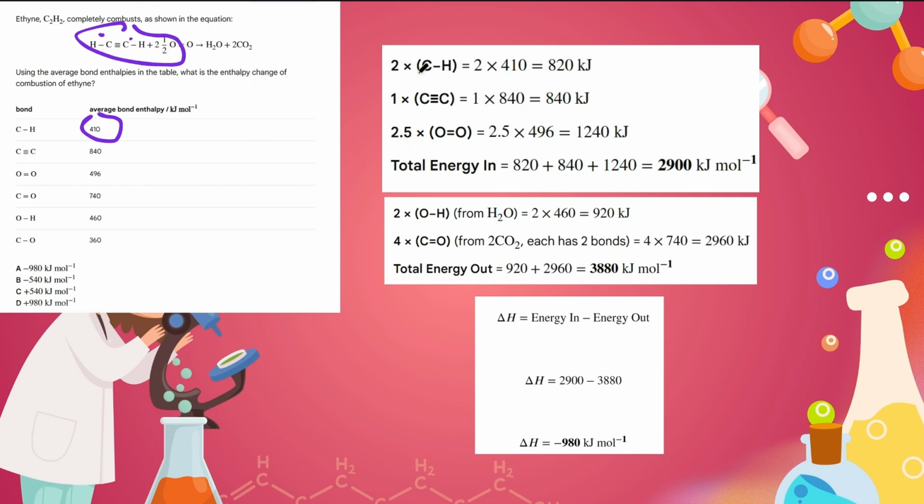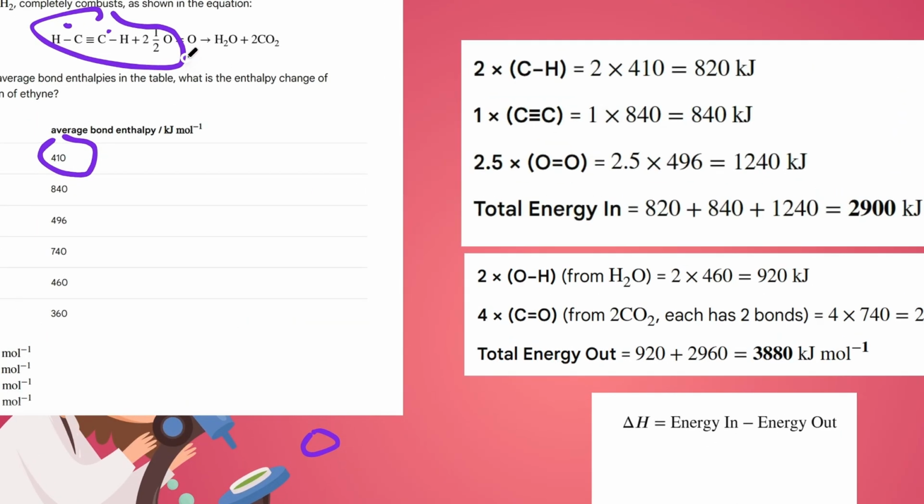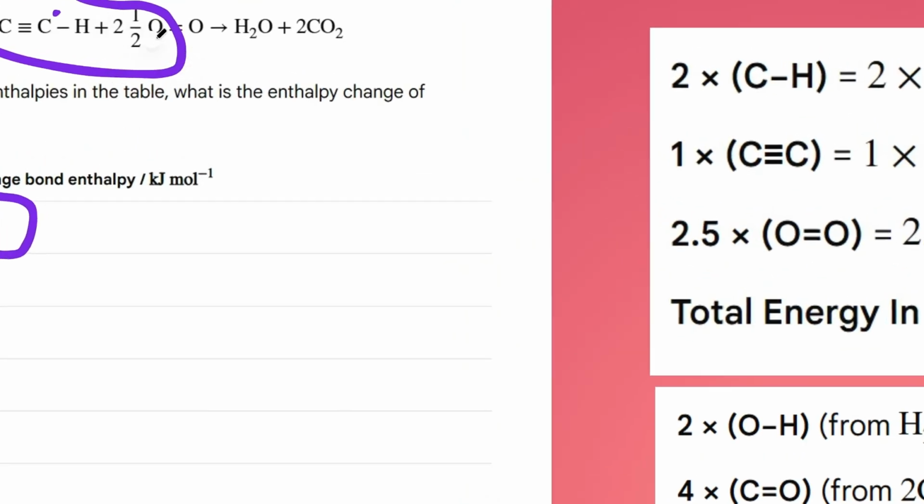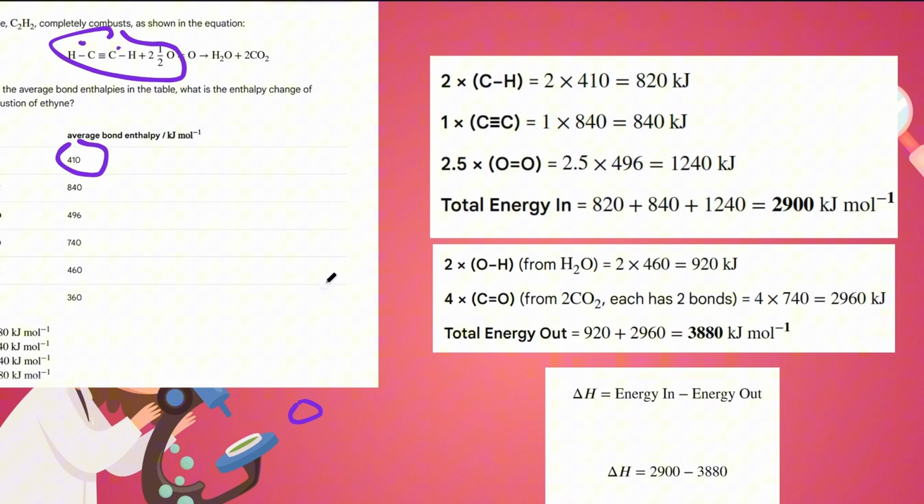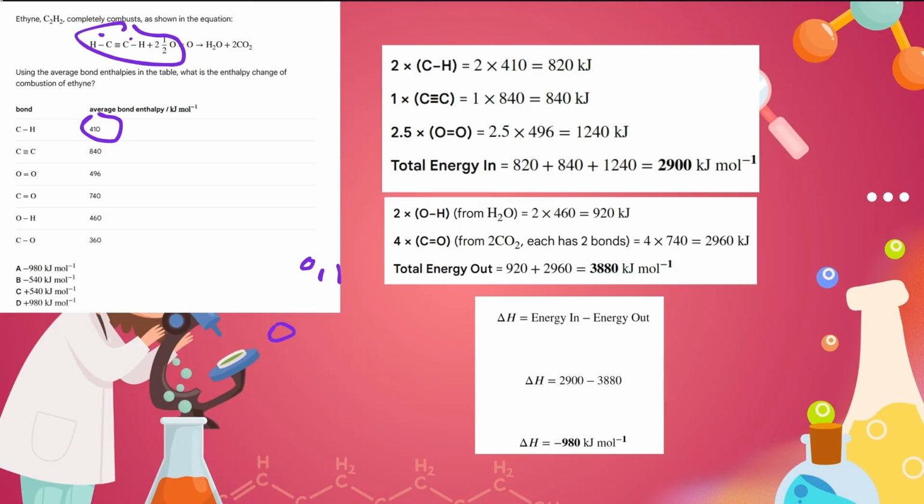This is an oxygen. Wait, I'm sorry, guys. So what is 2.5? Maybe a lot of you have been answering it. So 1 per 2 equals 0.5. So 2 plus 0.5 is 2.5, and we just calculated them because we know the double bond is 496. We just calculated them and got this answer. And then the total is 290 kJ more.